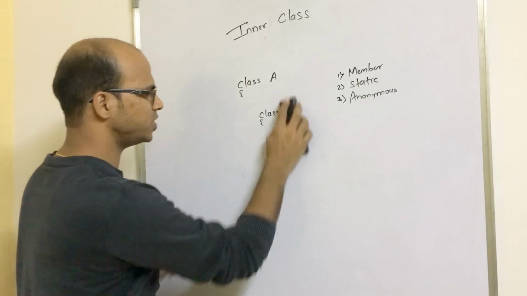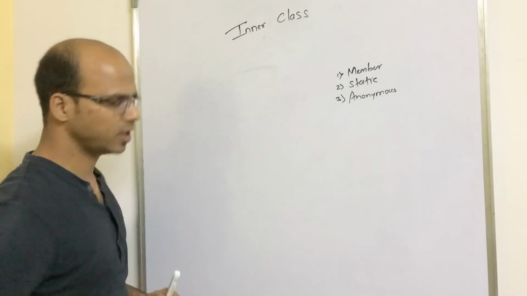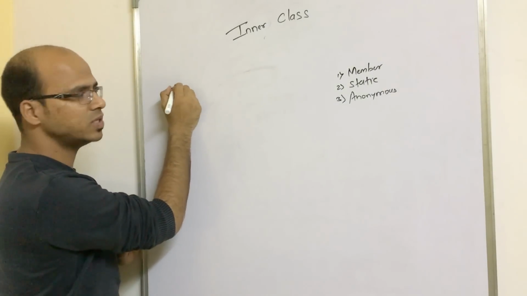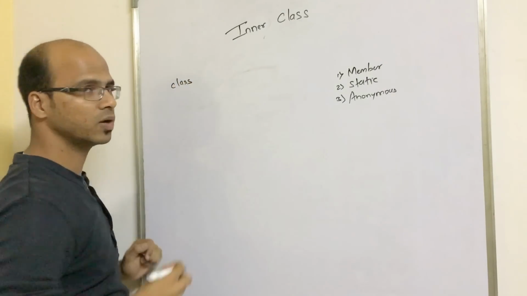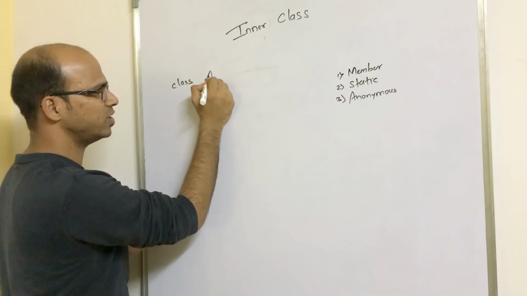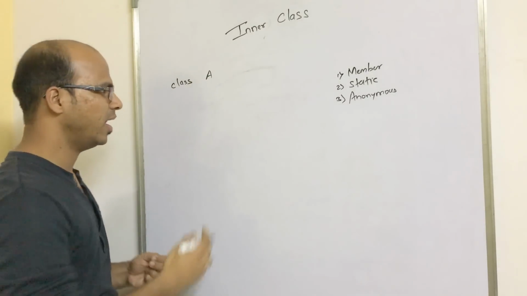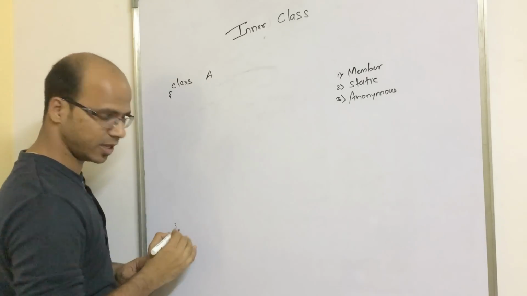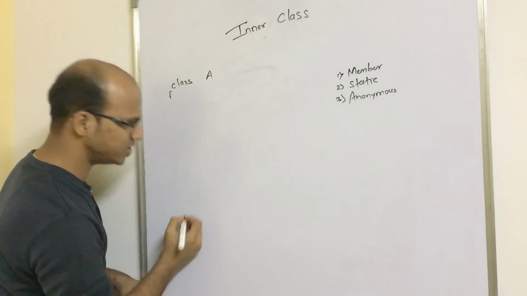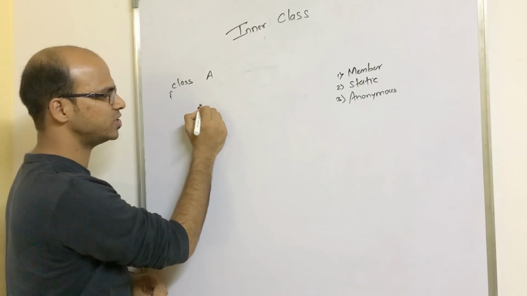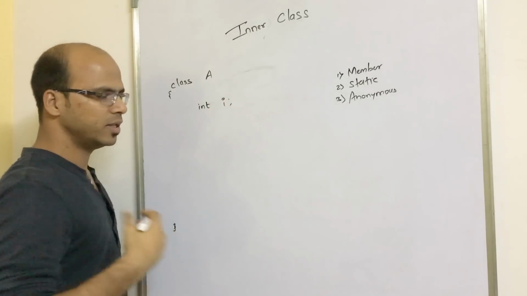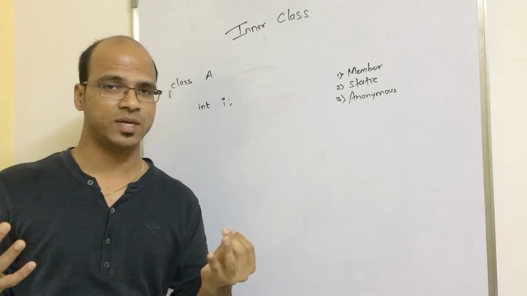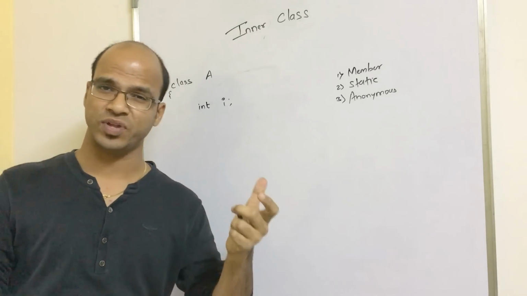So let me just move this. Okay, so let's say we have a class here, and the name of this class is again A. Now let's say in this class A, we have a variable which is int i. This is a non-static variable, which is an instance variable. In order to use this variable, what do we need?